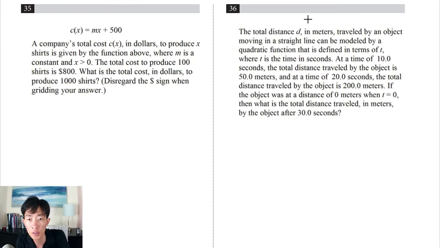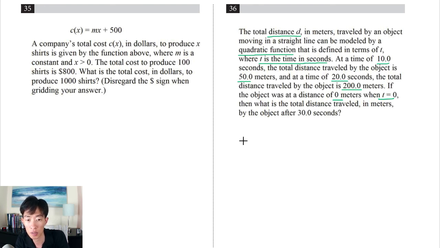Number 36. The total distance d in meters traveled by an object moving in a straight line can be modeled by a quadratic function that's defined in terms of t, where t is the time in seconds. At a time of 10 seconds, the total distance traveled is 50. At a time of 20 seconds, the total distance traveled is 200. And if the object was at a distance of 0 meters when t equals 0, then what's the total distance traveled in meters by the object after 30 seconds?